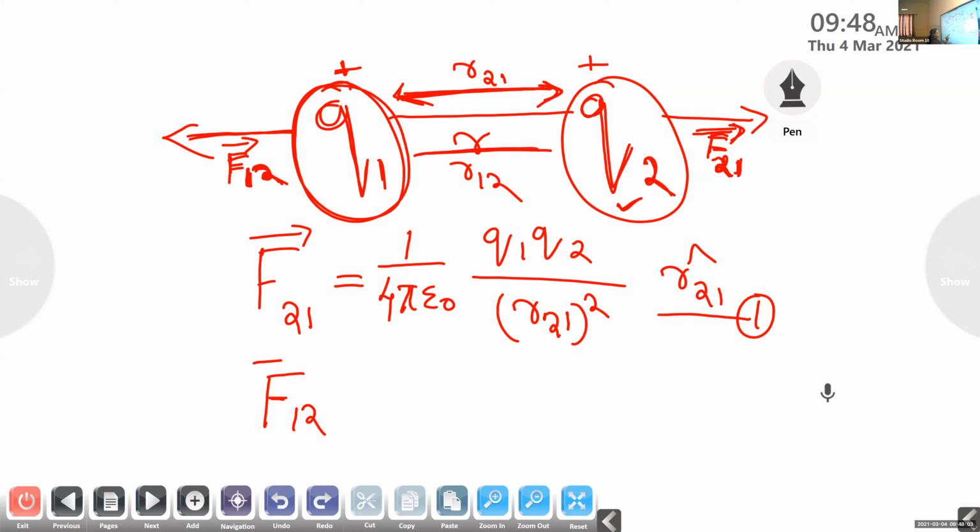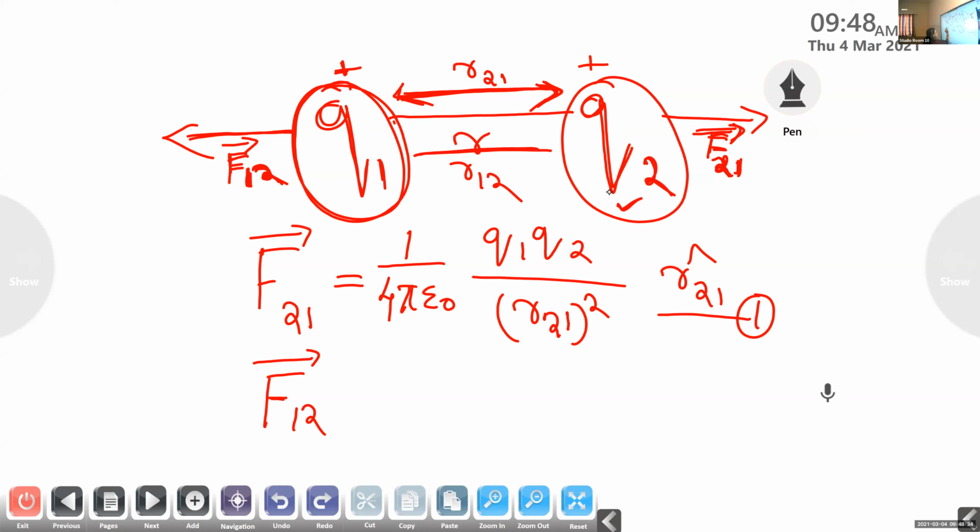Ma'am, how did the Q1 Q2 divided by R21 whole square into R21 cap come? R21 whole square, because the charge Q1 is repelled by Q2 at a distance R21. We take that distance as R21. Okay, because there is a repulsive force present between these two charges.